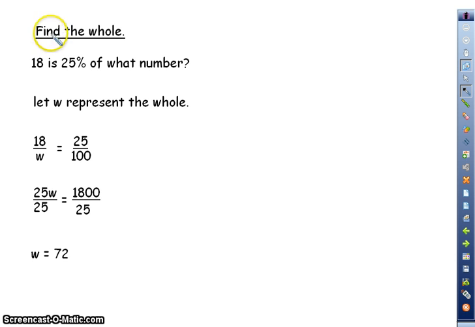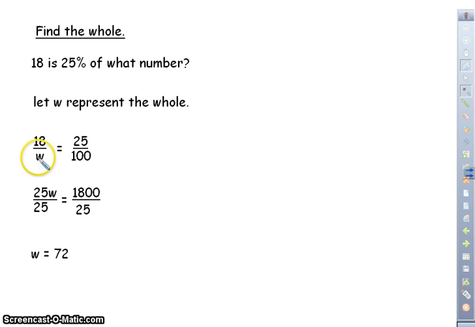Next question is finding the whole number, finding the base. 18 is 25% of what number? That's the question they're asking you. This is my part. That's what's given to you. It is 25%. Is meaning equals 25% of what number? Well, it's got to be a bigger number than my 18, because 18 is only 25% of that number. That's how we know that we are trying to find the whole number, the base.